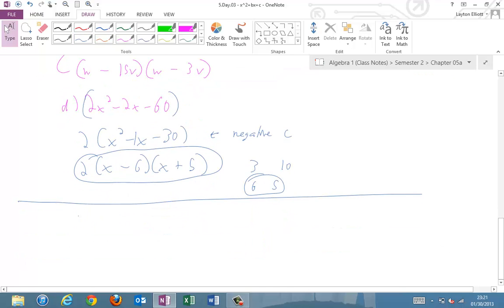Okay, I'm a fan of break lines, so let's do another one. And then let's do m squared minus 18x plus 30.